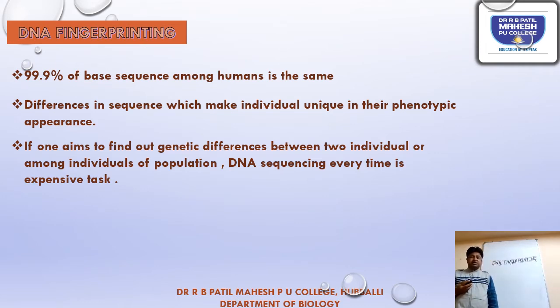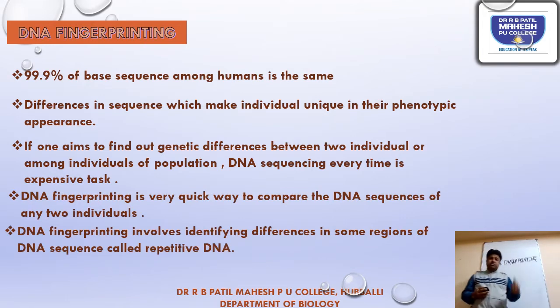So an easy technique to identify such differences in an individual or within a population is the DNA fingerprinting technique. DNA fingerprinting is a very quick way to compare the DNA sequences of two individuals, and it helps in identification of an individual at a genetic level.